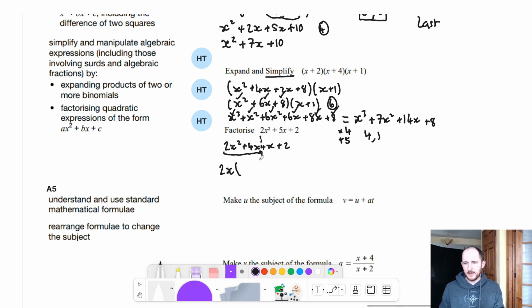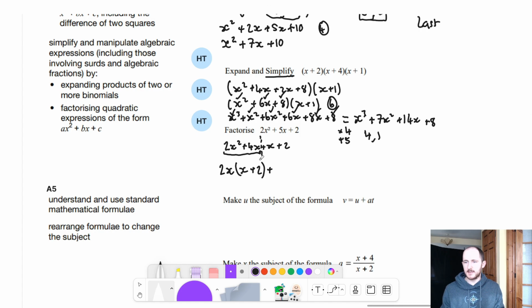Then open bracket. I have 2x. I want to get 2x squared. Well, if I want another x, I'm just going to times it by x. I have 2x and I want 4x. Well, I'll times it by 2. Not too bad, right? Now, I'm going to factorise the last thing.